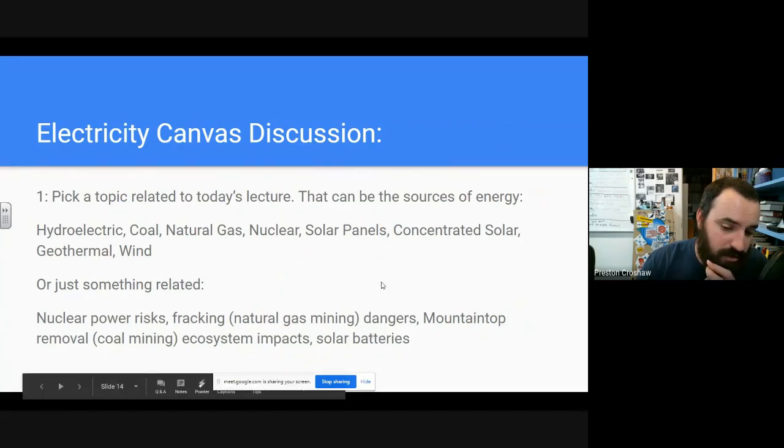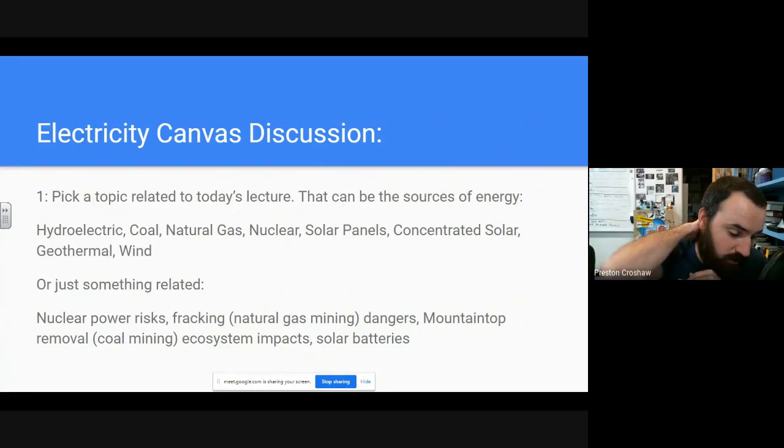Solar batteries. How do we store the energy in batteries from solar power so that we can power the world even when the sun isn't shining at night? So pick one of these topics. If you need to pause the video and look at this, do that as well. Pick one of these topics, and then you will be moving forward with that topic in mind.